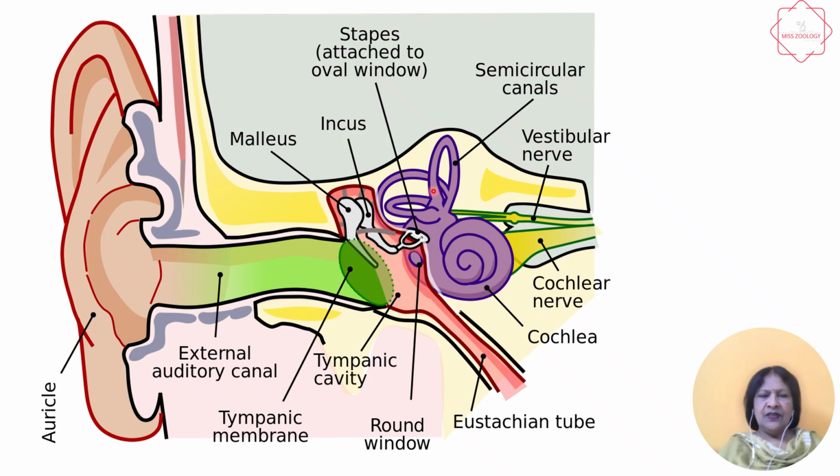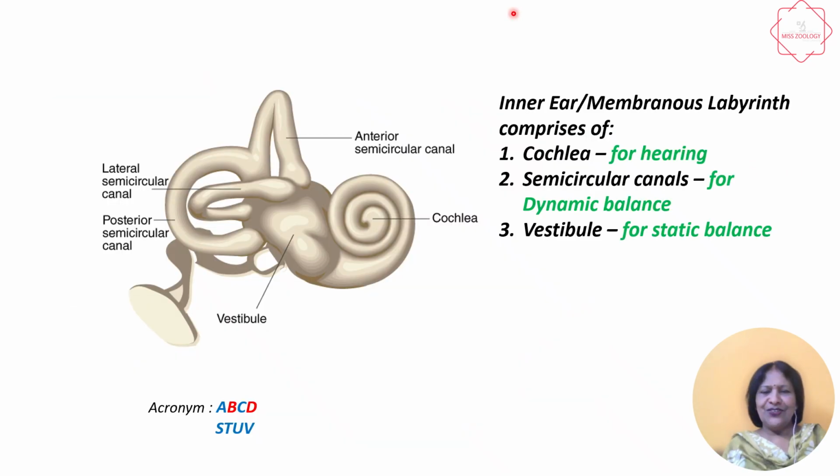This is a complete image of the internal anatomy of the ear. So you can see certain parts beyond the middle ear where you can see the stapes connecting to the cochlea, and then there are the semicircular canals and a vestibule. We will now see the structure and the function of the inner ear in further details.